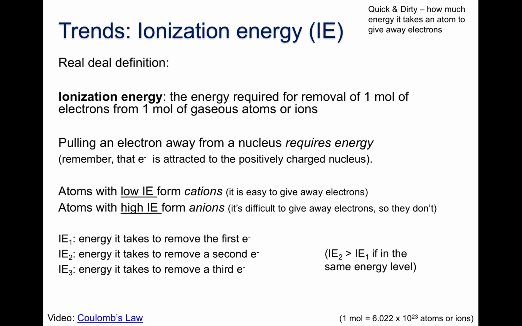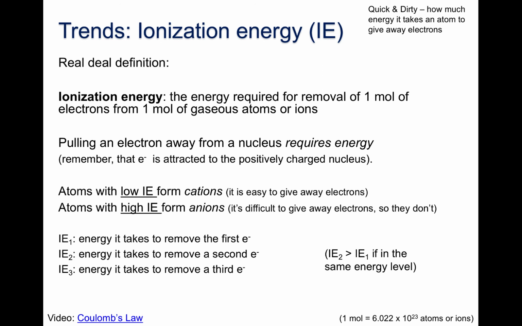We can also talk about successive ionization energies. How much energy does it take to remove just one electron? How much energy does it take to remove a second electron and a third electron, and so on? And it's always going to require the least amount of energy to remove one electron. It will require more energy to remove a second one, and then a subsequent third one, and so on.